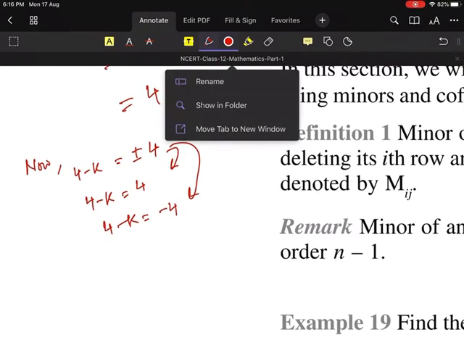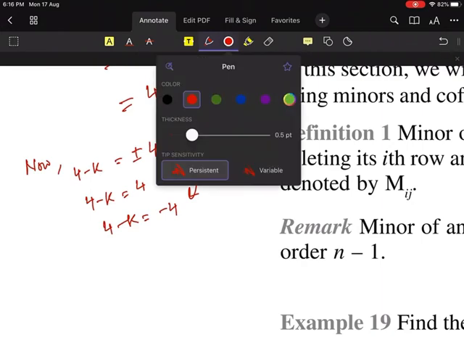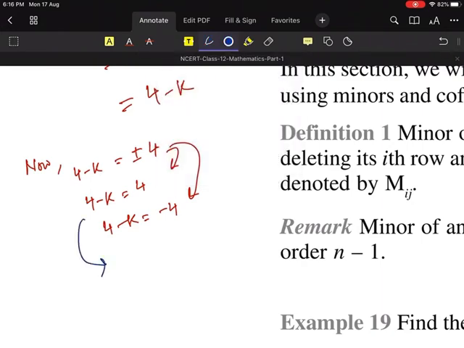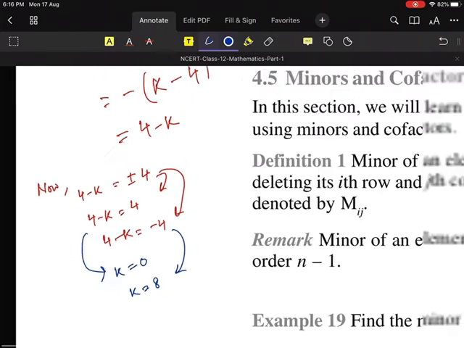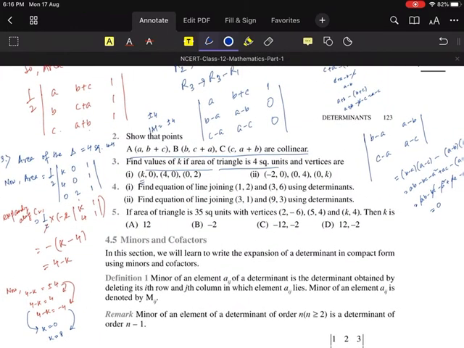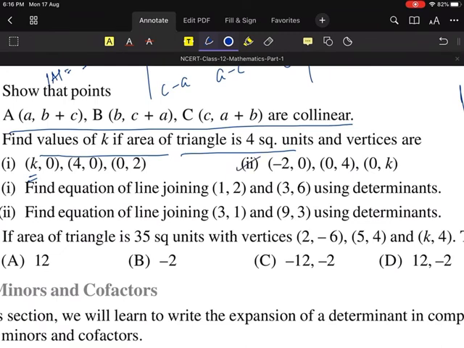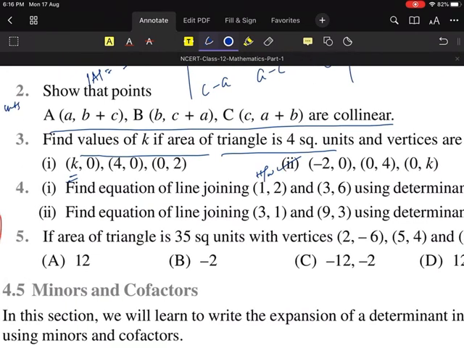So let us find the values of k for both our equations, and let's see what you get. For the first equation, the value is what? K is equal to 0. And the second equation, k goes that side, minus 4 goes this side, so it is k equal to 8. Clear? So this one will be homework, same as this one, so do it as homework.